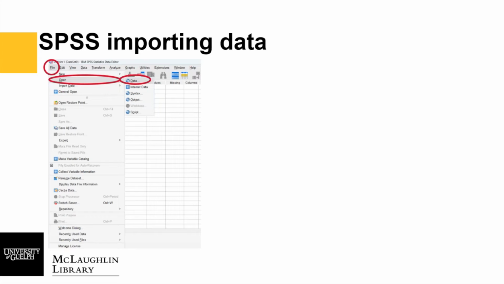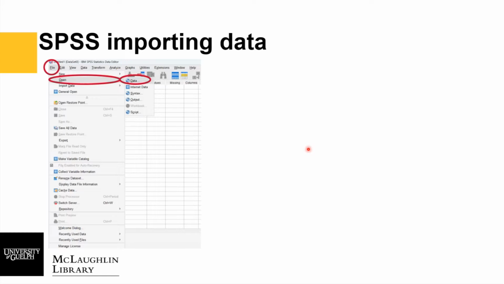So the first thing I'm going to show you is how to actually open a file in SPSS if you've never done that before. It's similar to a lot of other software. In the very top left corner, you click the File button, you click Open, and then you click Data. There's one trick to this that you might not be familiar with if you haven't used the software before.